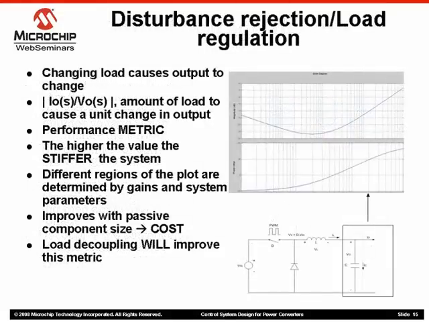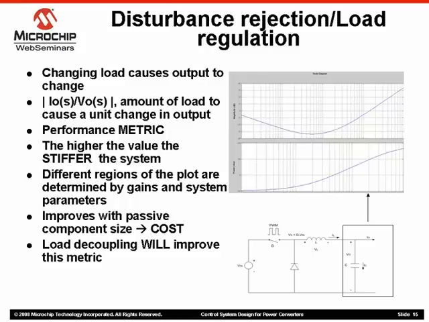Disturbance rejection, or load regulation. We have an output capacitor. When a load is applied, the output voltage dips. Our goal is to ensure that the output voltage stays at the desired value as close as possible and the dips are minimized. So the ratio of output current and output voltage is known as disturbance rejection.